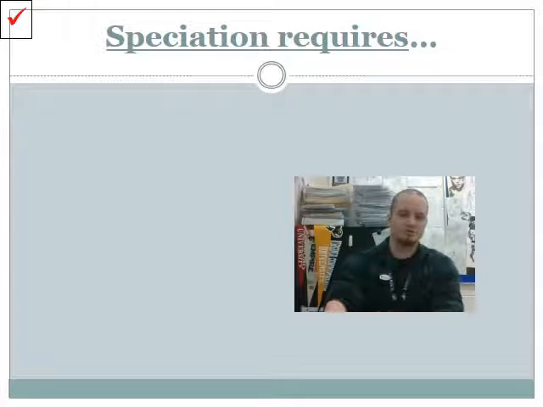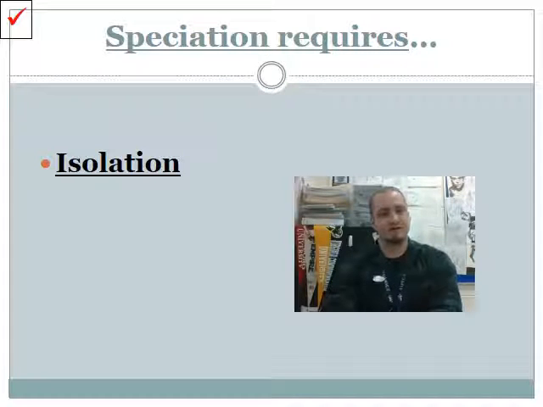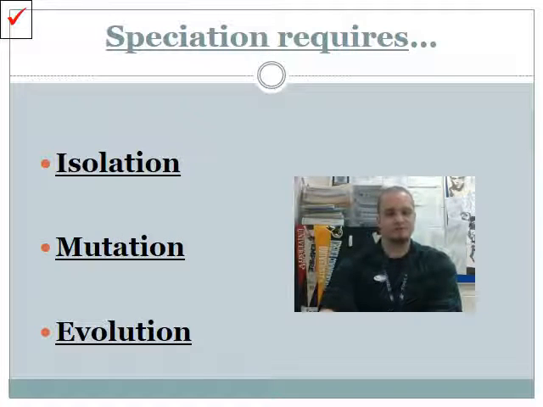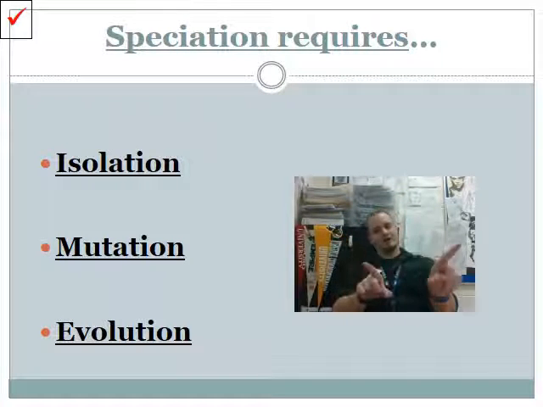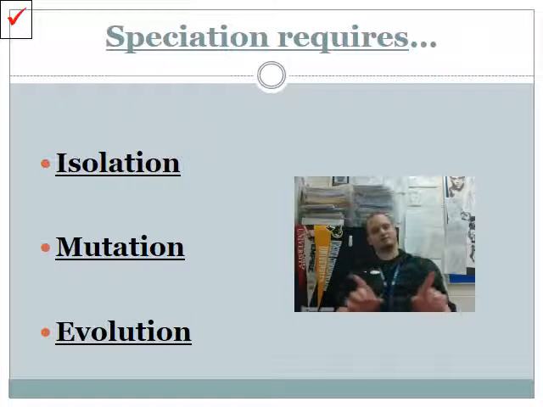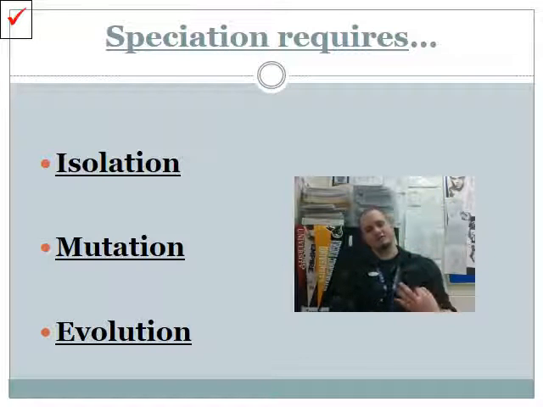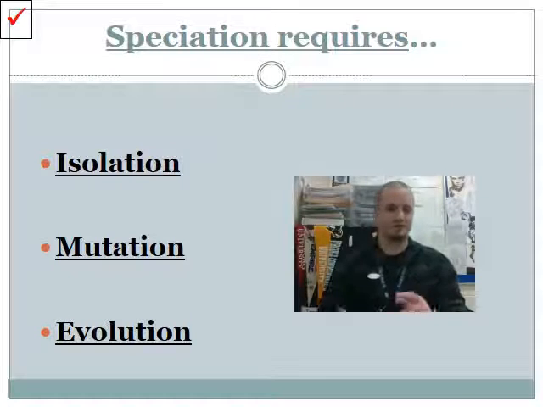So, speciation requires a few things: either isolation, a mutation, or evolution to occur. To split species, so to branch off from one path to the next and create a split in the organisms, one of these three things has to occur: either isolation, mutation, or evolution.